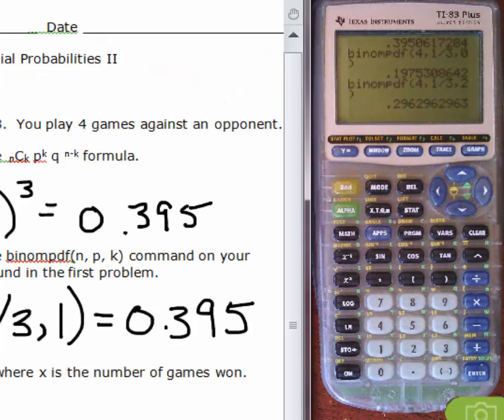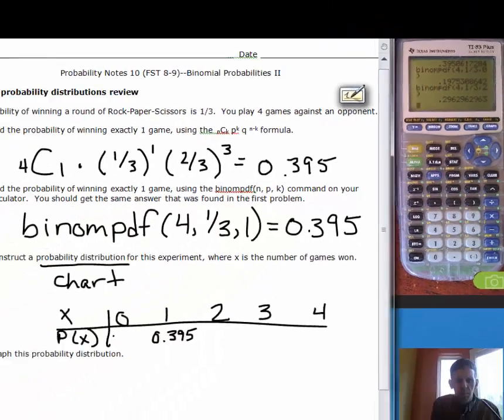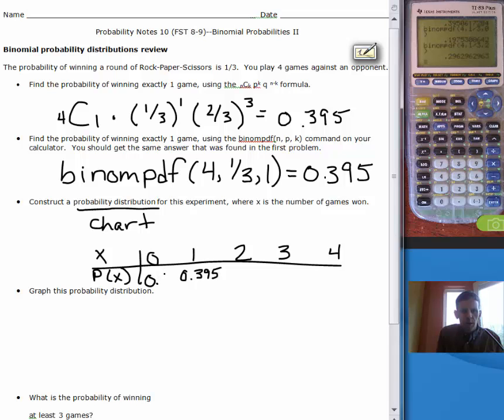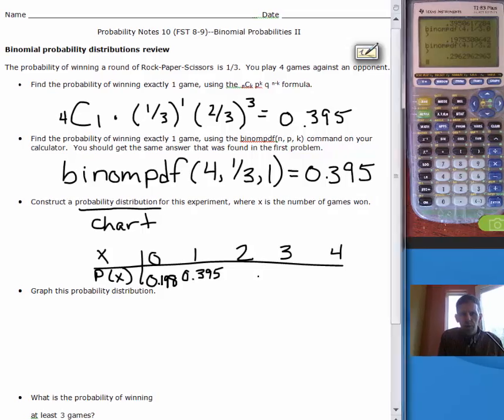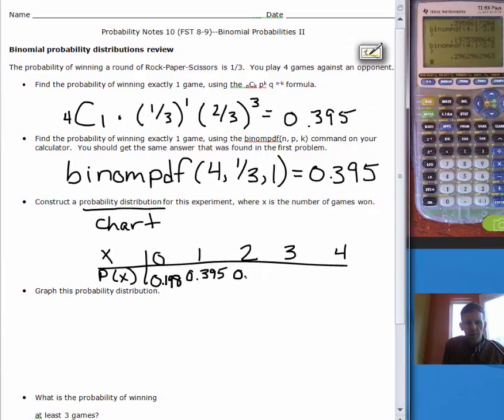I've shown a couple of the answers for this problem. For 0, that probability is 0.1975, so I'll say 0.198, that would round to an 8. For 2 wins, that would be 0.296.